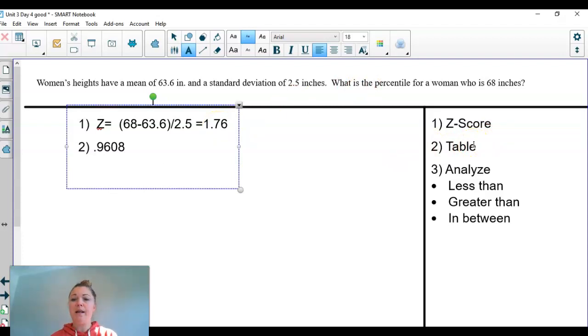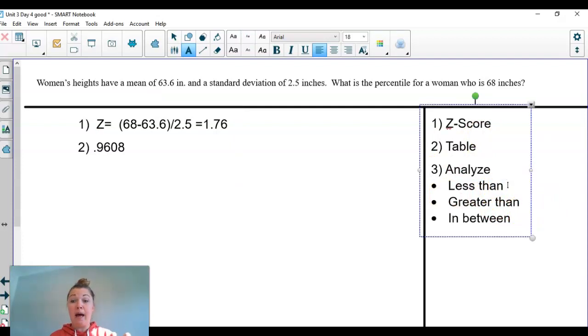Step three, we want to analyze. Was this problem a less than problem? If it's a less than problem, we stop. Was it a greater than problem? Then we need to do 1 minus that answer. Or was it in between, where we do the big decimal minus the small? We know it wasn't in between because we didn't have two z-scores. Because it says percentile, by definition, that is a less than problem. So anytime we have a less than problem, we get to stop. Okay, we're done. The answer is 0.9608, meaning the percentile is 96.08. 96.08% of women are shorter than 68 inches.